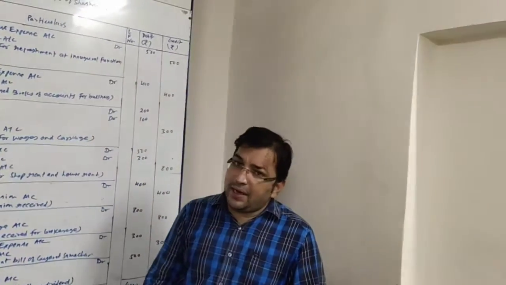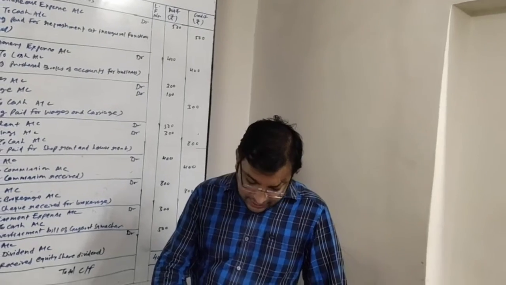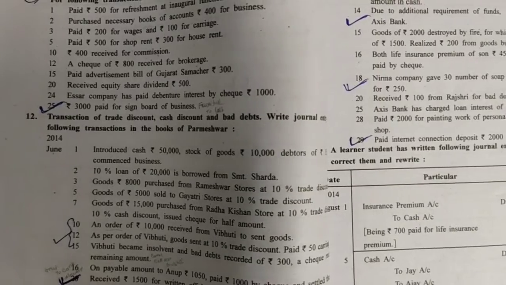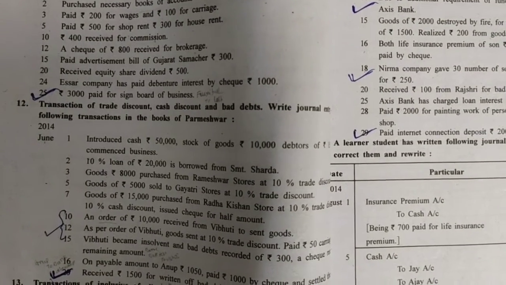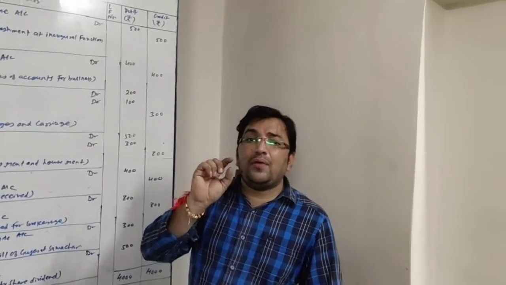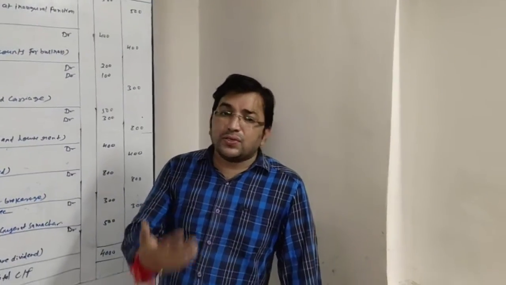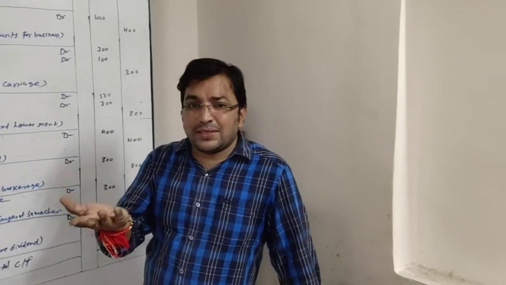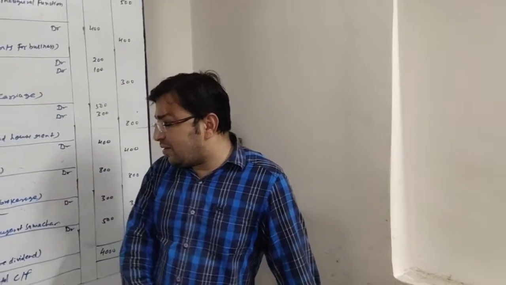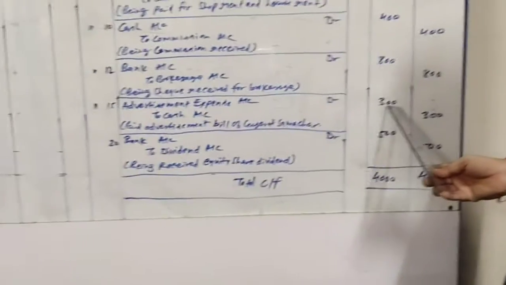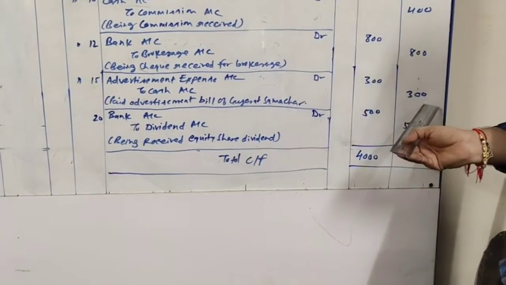Okay, let's move to next transaction, which is on date 15. Paid advertisement bill of Gujarat Samachar rupees 300. It is an advertisement expense. So it is an expense, will be debited to advertisement expense account, and cash is going out, so will be credited to cash account. The entry will be advertisement expense account debit 300 to cash account rupees 300.